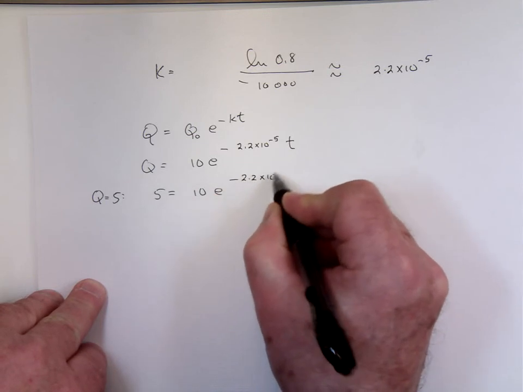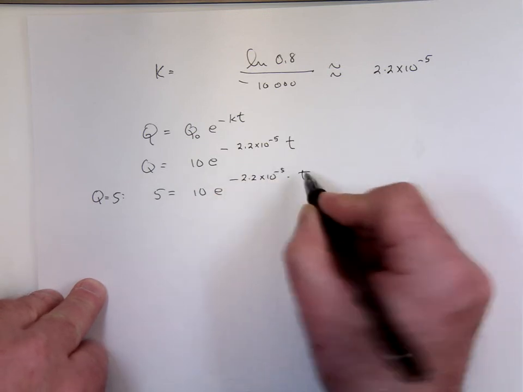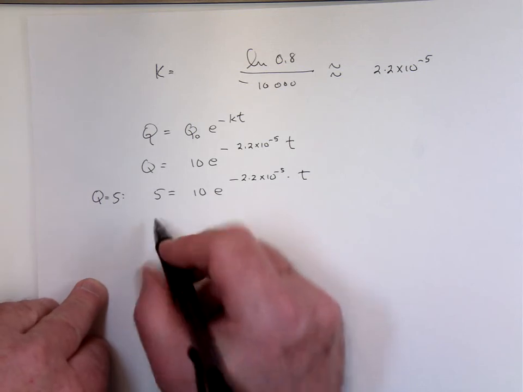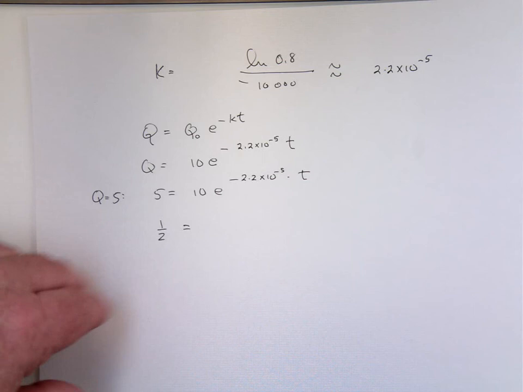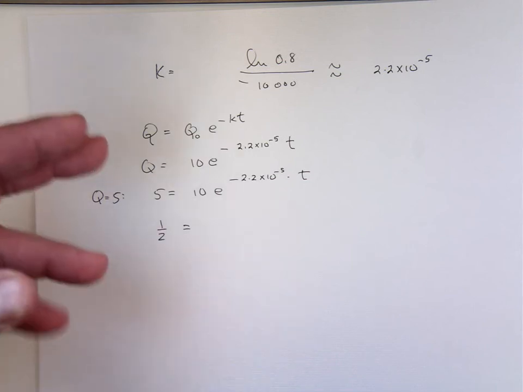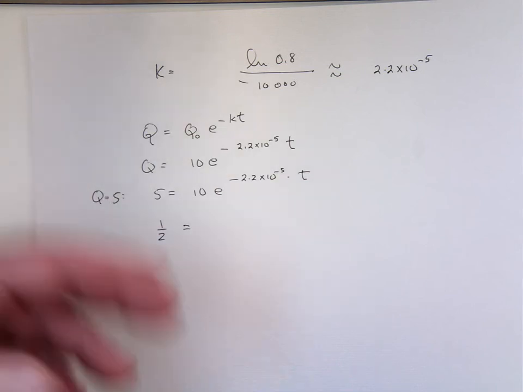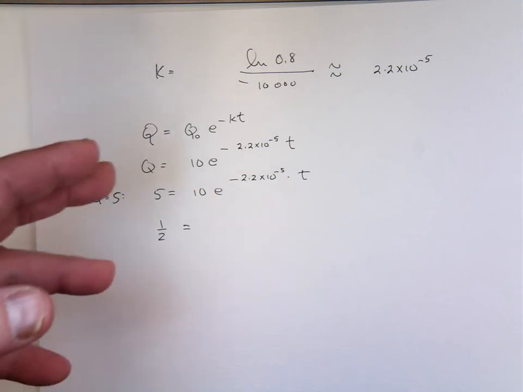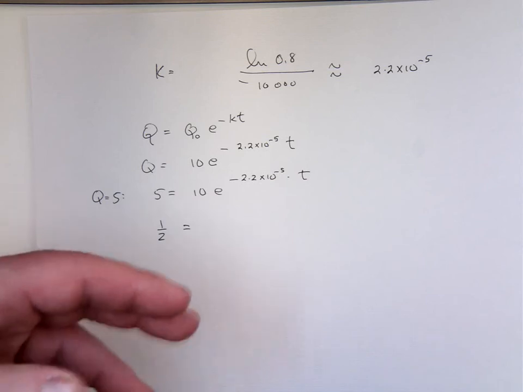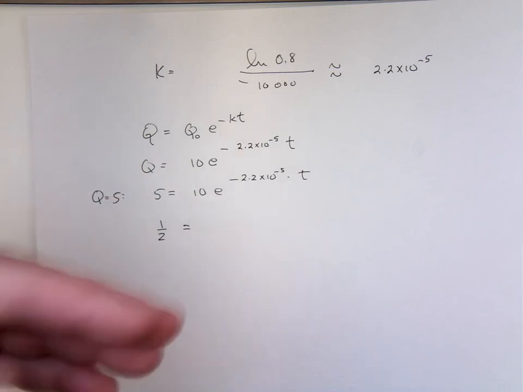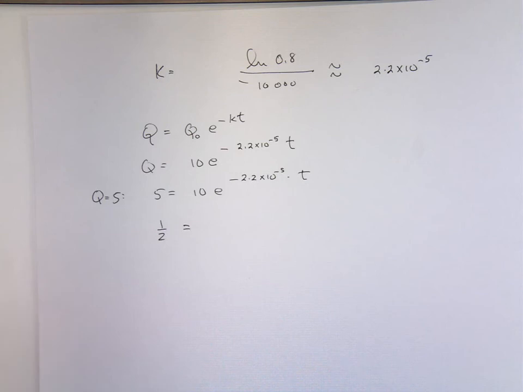Does it matter if we're going from 10 kilograms to 5, or from 100 kilograms to 50, or from 1 billion kilograms to 500 million kilograms? It doesn't matter. That half-life will be constant, the same way that doubling time with the bacteria is constant under our exponential growth model. That's equal to e to the negative 2.2 times 10 to the negative 5th t.